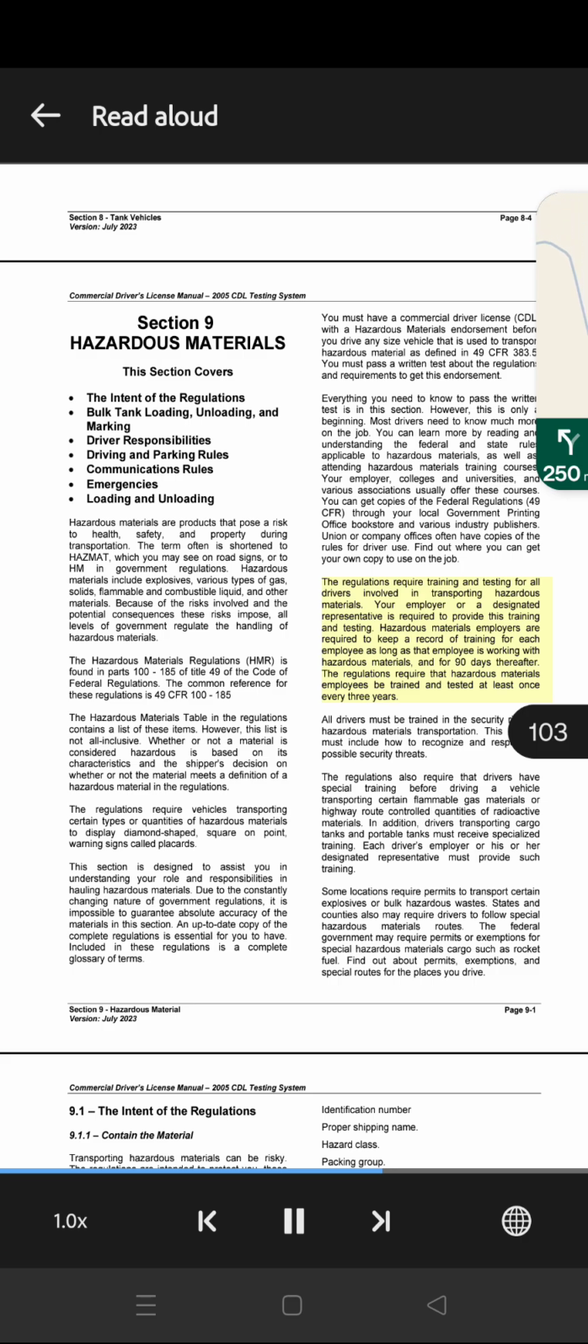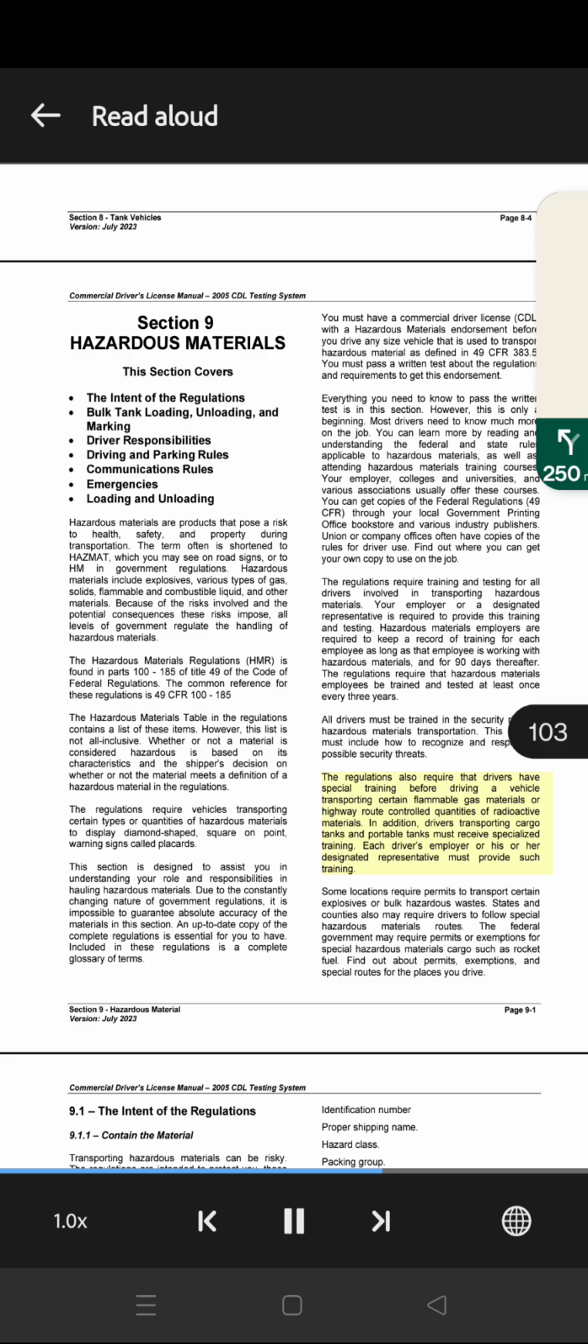Your employer or a designated representative is required to provide this training and testing. Hazardous materials employers are required to keep a record of training for each employee as long as that employee is working with hazardous materials, and for 90 days thereafter. The regulations require that hazardous materials employees be trained and tested at least once every 3 years. All drivers must be trained in the security risks of hazardous materials transportation. This training must include how to recognize and respond to possible security threats.